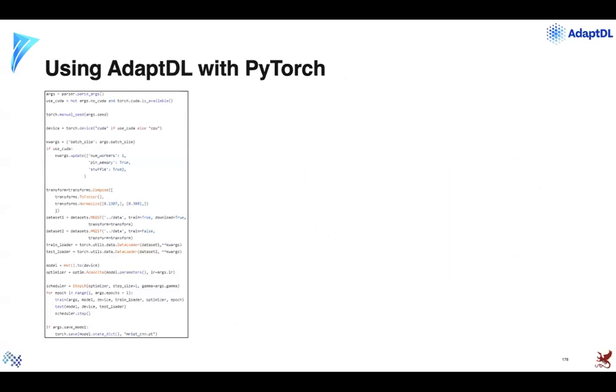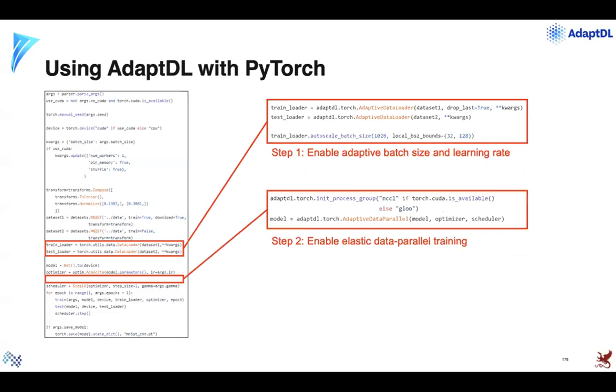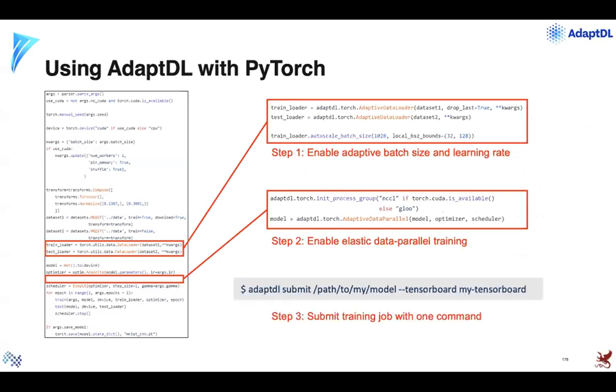So first of all, we need to change two lines to enable AdaptDL to automatically adjust the batch size and the learning rate of each job. Second, another two lines to enable automatic elasticity. And finally, the job is submitted to a shared training cluster with a single command.